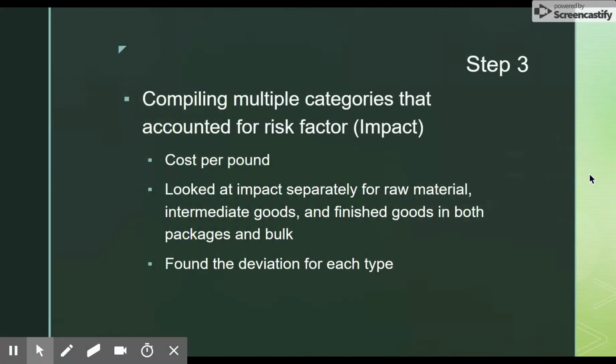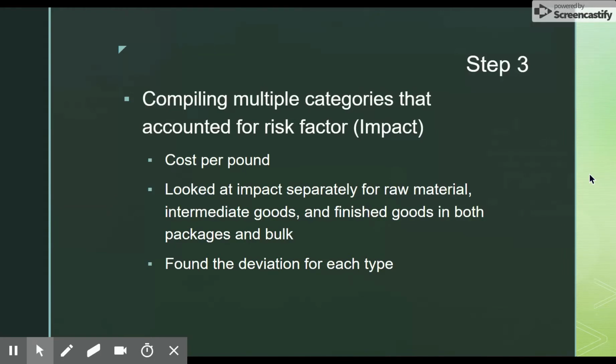Our next step was compiling multiple categories that accounted for risk factor. So this was our impact. This is when we looked at the cost per pound of the materials. We realized that some materials are going to be more risky or have more of an impact because they cost more. The materials that cost $25 rather than $1 per pound are going to have more of an impact if they are found to have more discrepancies.